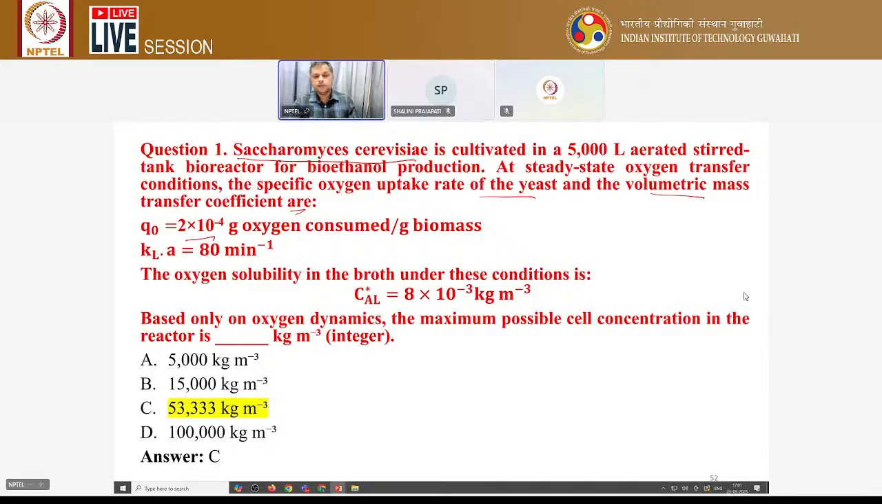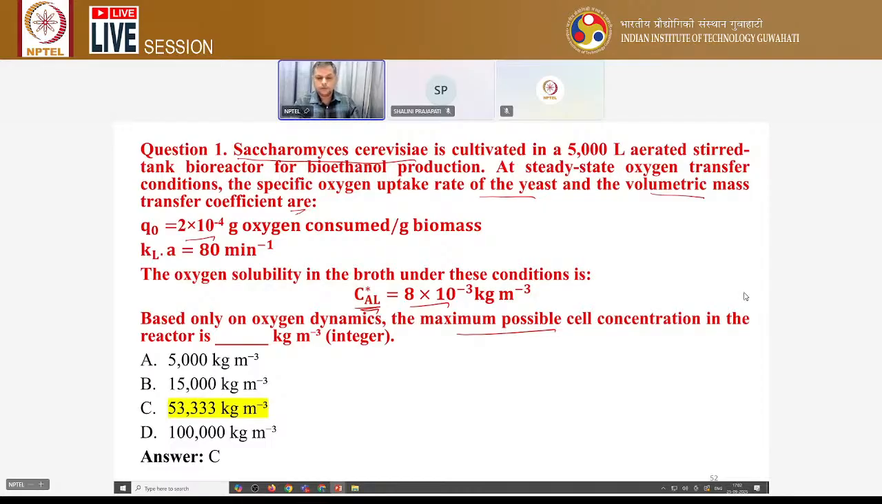Oxygen solubility at equilibrium is 8 ppm or 8 into 10 to the power minus 3 kg per minute. Now you have to calculate the value of maximum possible cell concentration. So we calculate the maximum possible. We consider the whole concentration of oxygen is utilized for the biomass growth.